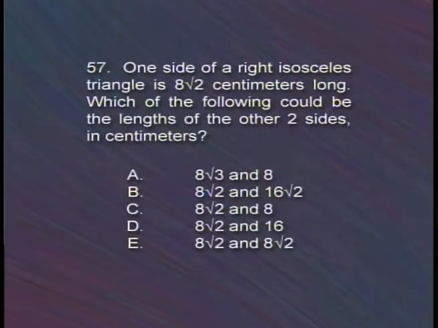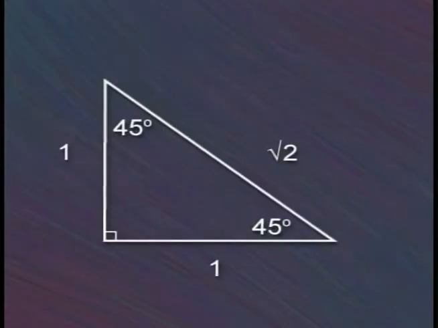Problem 57. One side of a right isosceles triangle is 8 times the square root of 2 centimeters long. Which of the following could be the lengths of the other two sides in centimeters? A right isosceles triangle is the same thing as a 45, 45, 90-degree right triangle. The side measurements in this type of triangle, in their simplest form, are 1, 1, and the square root of 2, with the equal legs of the right triangle equal to 1, and the hypotenuse equal to the square root of 2.